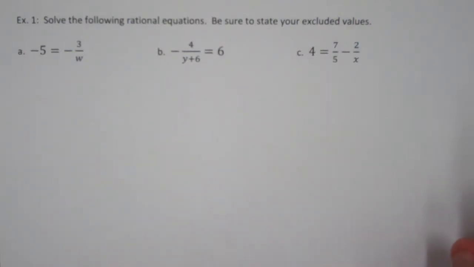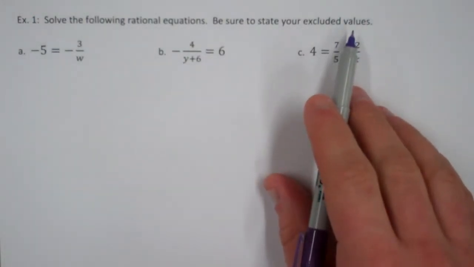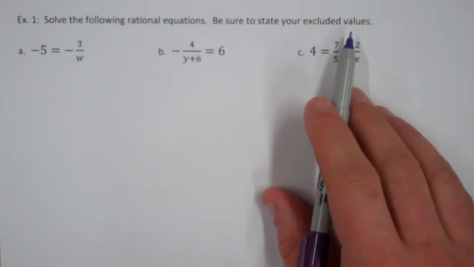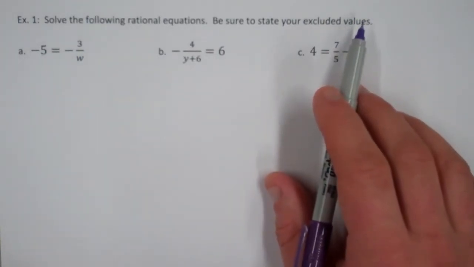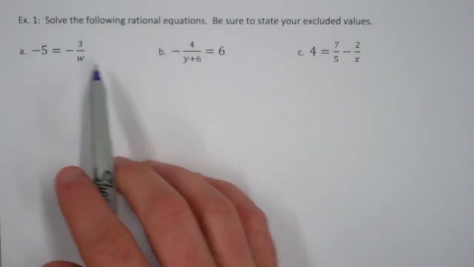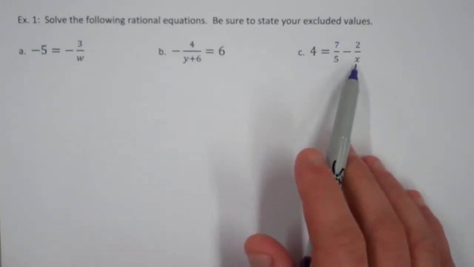Example 1 says solve the following rational equations. Be sure to state your excluded values. I like to do those first. I'm kind of apt to forget if I don't. So to check for the excluded values, we know that the bottom of a fraction cannot be 0.